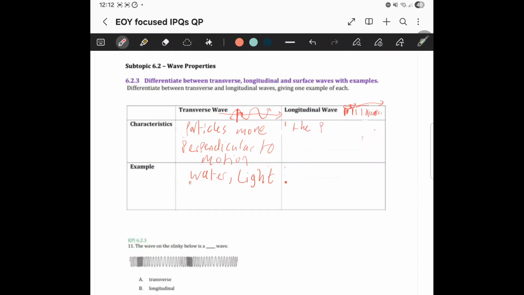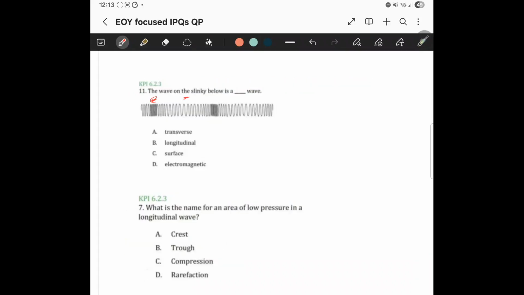The particles move parallel, same direction, parallel to the motion of the wave. Now that means an example: sound waves. You also have the earthquake waves. I think we call that P waves, P waves from the earthquakes. Compression, rarefaction, extending. This is going to be moving back and forward, back and forward. We call that a longitudinal wave.